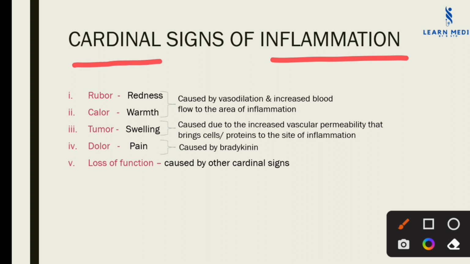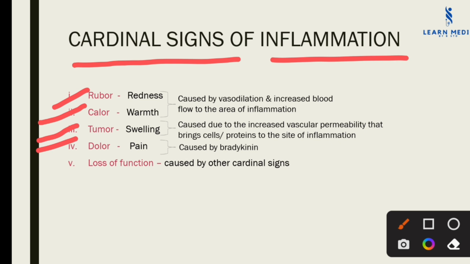The five cardinal signs of inflammation are rubor, which is called redness, calor, which is called warmth or temperature, tumor, which is caused due to swelling, dolor, which means pain, and loss of function, which is caused by all these cardinal signs.